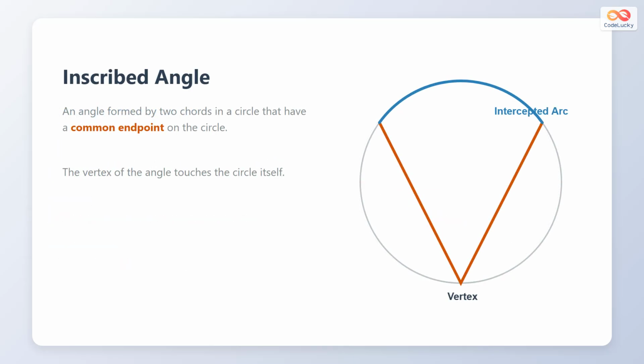Next, we need to understand what an inscribed angle is. An inscribed angle is formed when 2 chords meet at a single point on the circle itself. This meeting point is called the vertex. The angle formed at this vertex opens up to face an arc on the opposite side.